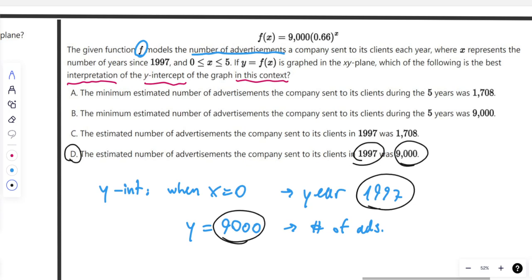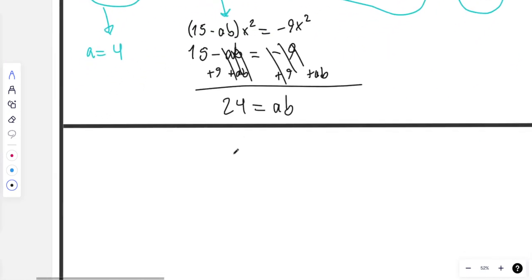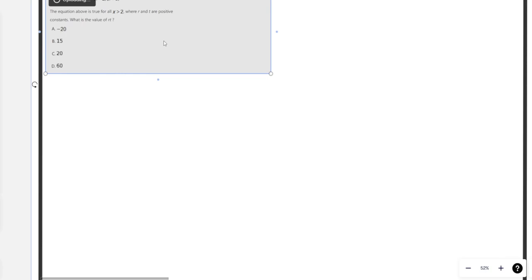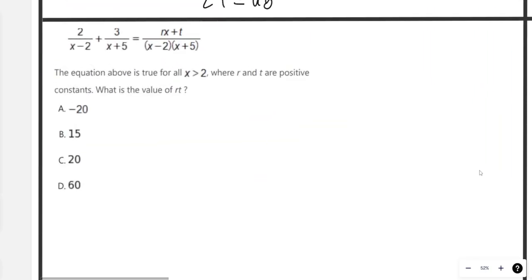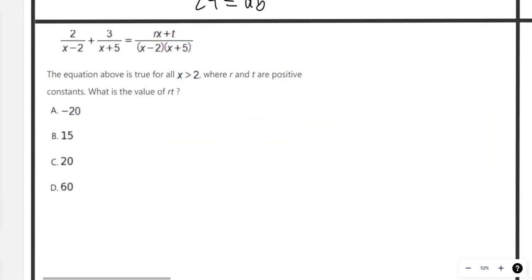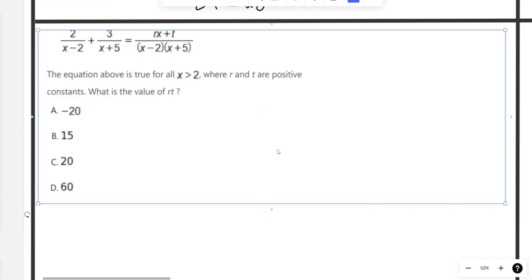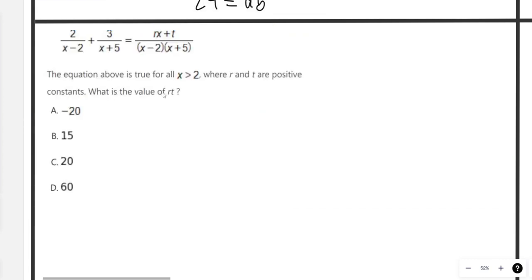Let's look at some other interesting problems. I think this one can be solved with pencil and paper or Desmos. And sometimes it's a combination of both. So this one's saying the equation above is true for all x greater than 2. R and t are positive constants. What's the value of RT?